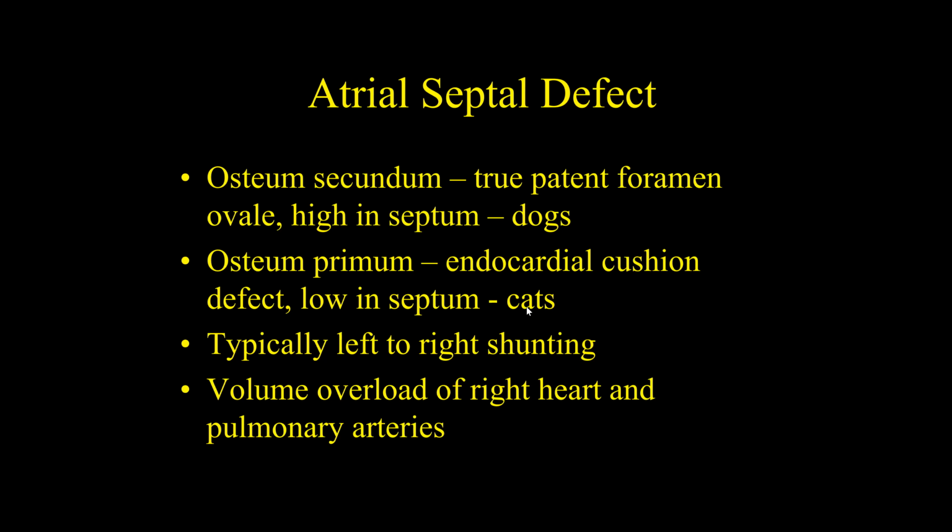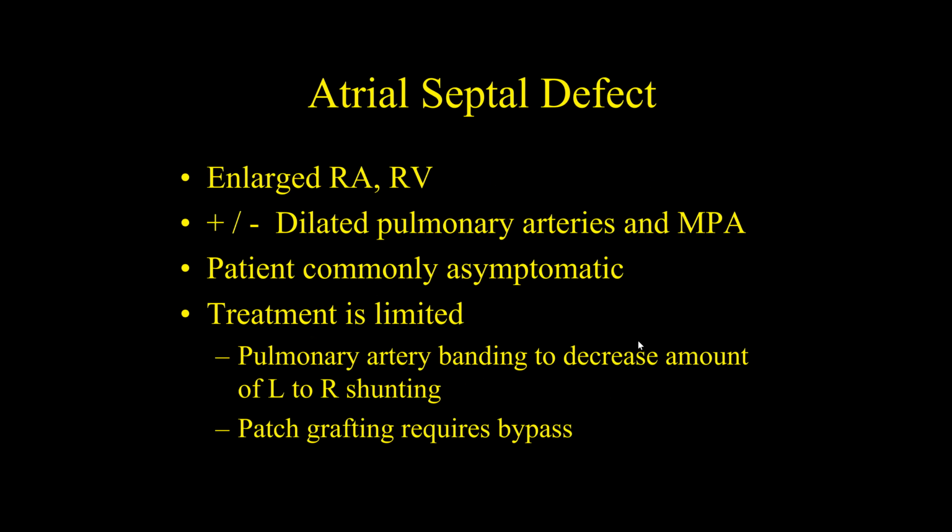There's ones that occur in dogs, ones that occur in cats. Typically, the shunting is again still left to right because the left atrial pressures are a little bit higher than the right atrial pressures. And why do we not need to worry about these? Because in the great majority of these, the dog is completely asymptomatic.